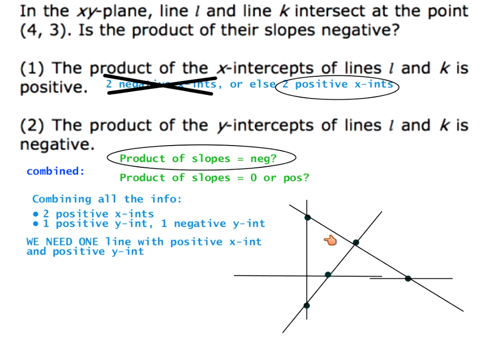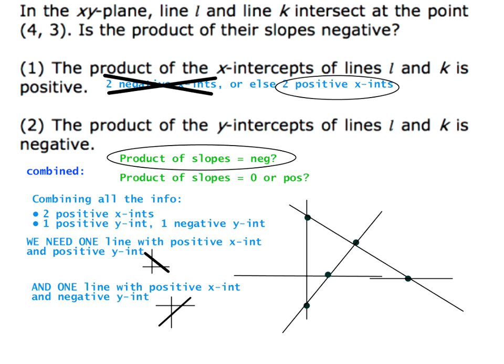It's going to look like that every time. It's got to slope downward. That's the only way you can hit both positive axes, if you have a negative slope. But the other line's got to have a positive x-intercept and a negative y-intercept. So that's going to have to hit the y-axis below and the x-axis to the right. So it's going to have to look like this.